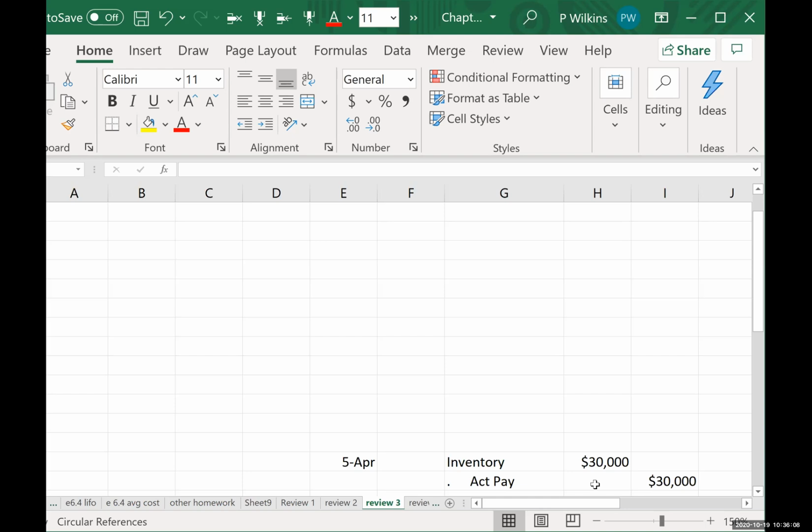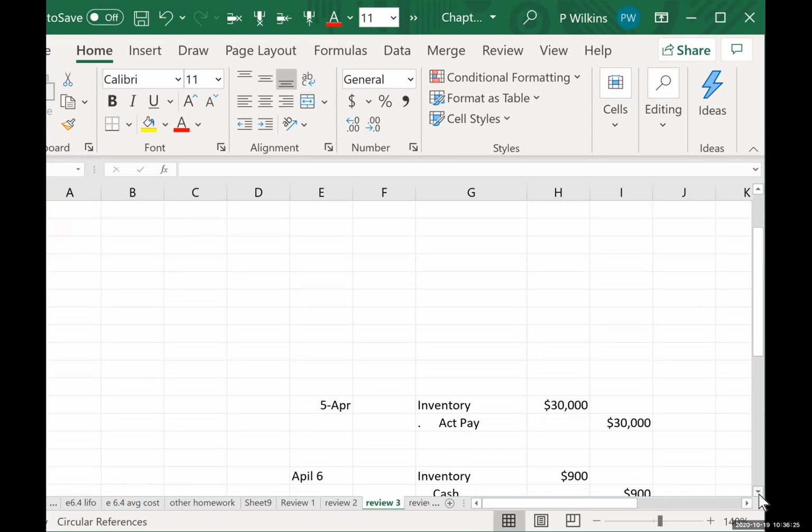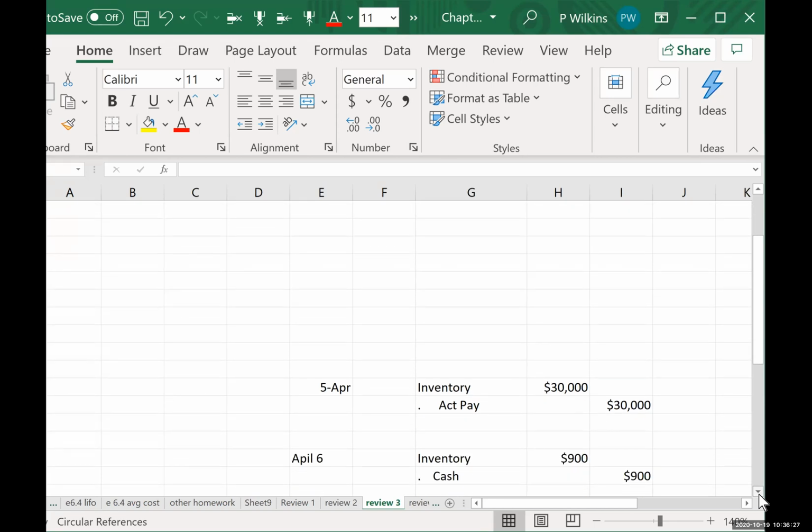On April 6th, paid freight cost of $900 on merchandise from Bueller Company. And we remember the rule that if we're the buyer, everything goes to inventory. So we paid for freight for the inventory we got. So we're going to debit inventory and we're going to credit cash, $900. Because remember, paid means it's the cash account and we're paying, so that means cash is going down. So we're going to credit cash.